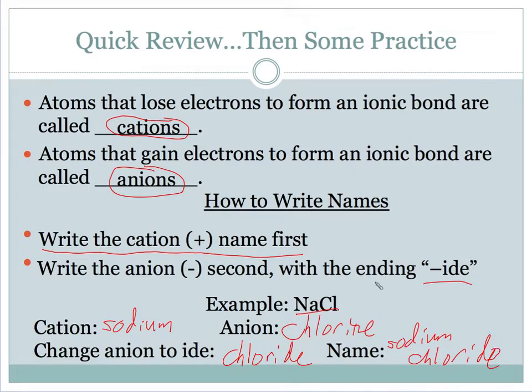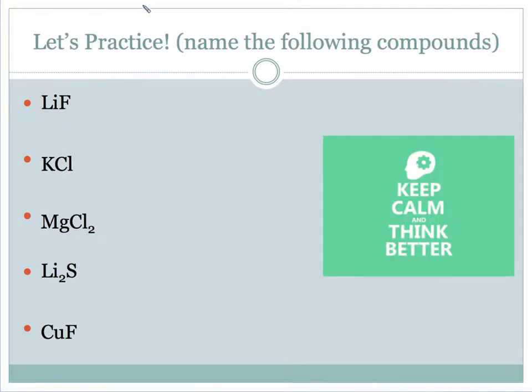So this is how we're going to write ionic compounds. This is all we have to do: write the cation name, then the anion, and change the ending to "ide." Now there may be one little piece extra, but that's close to all we have to do. So here we go. First one, Li and F. Li stands for lithium. F stands for fluorine. Change the ending to IDE. This becomes lithium fluoride.